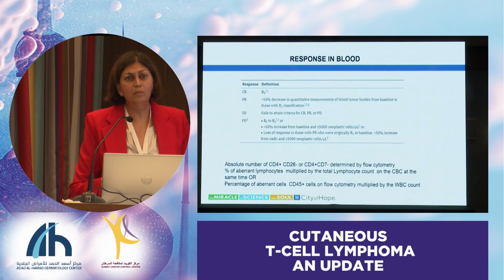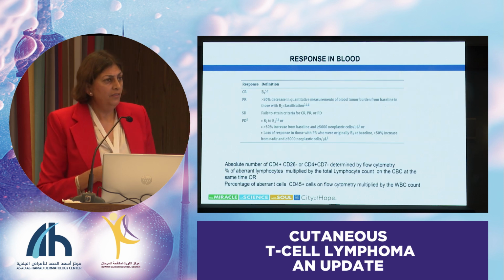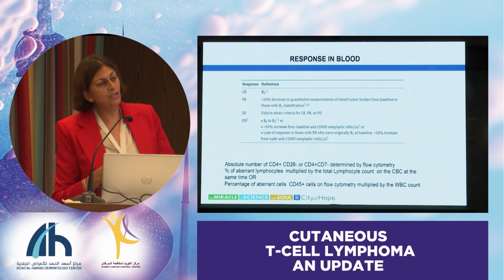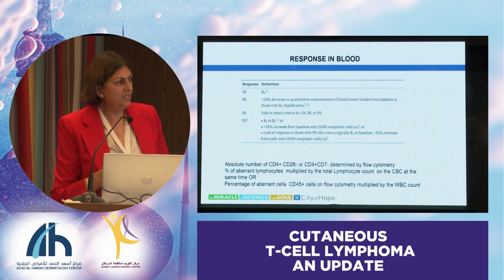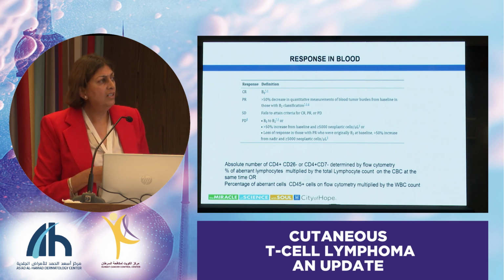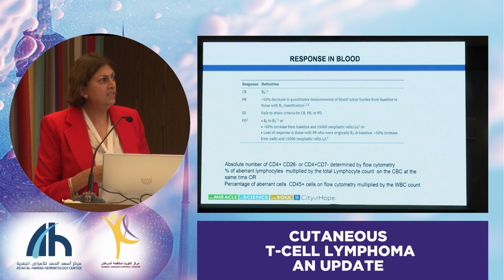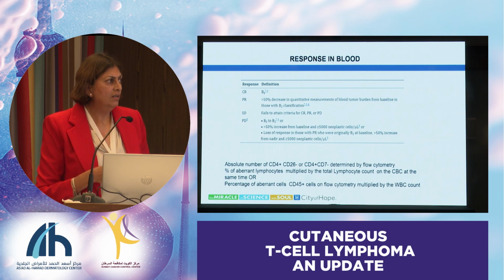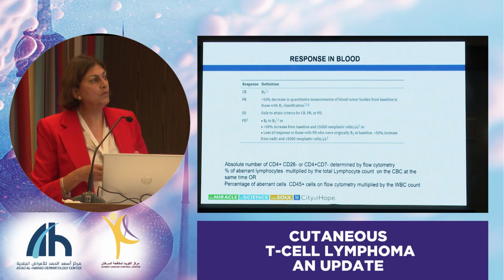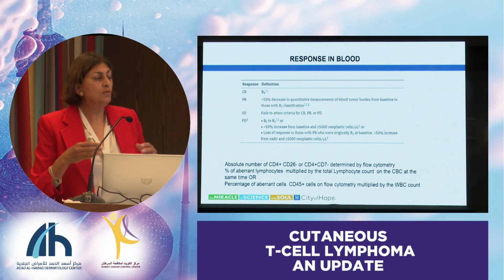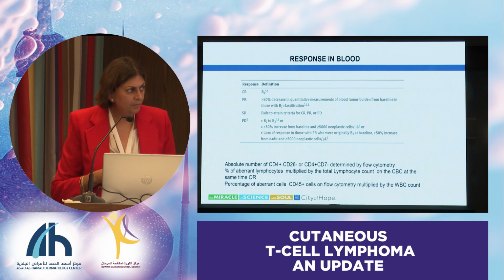Responses in blood are important. Again, if you have blood involvement, your goal is to get down to B0, which is less than 250 international units per microliter. A PR is more than a 50% decrease in your quantitative measurement. Stable disease is if you don't get a CR or a PR, and progression is if B0 goes to B2, or if there's more than a 50% increase from the baseline.